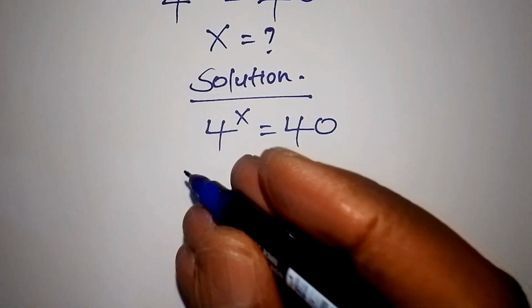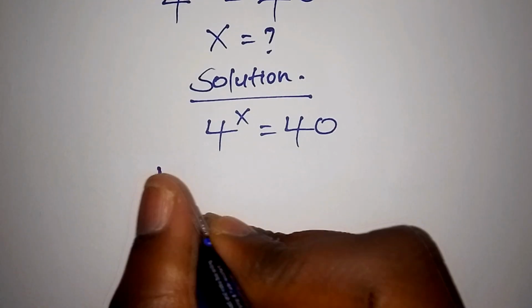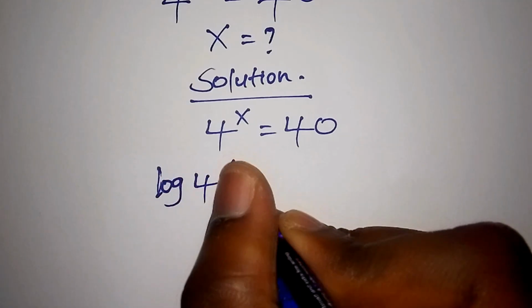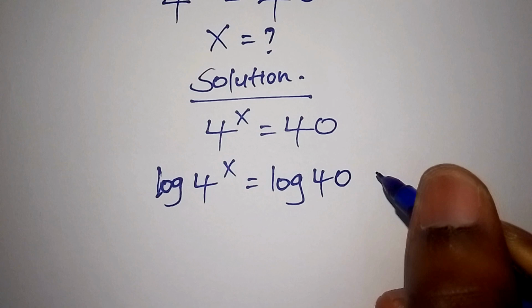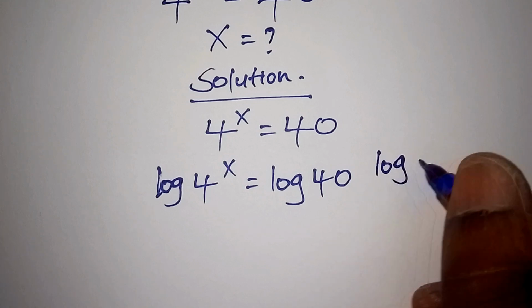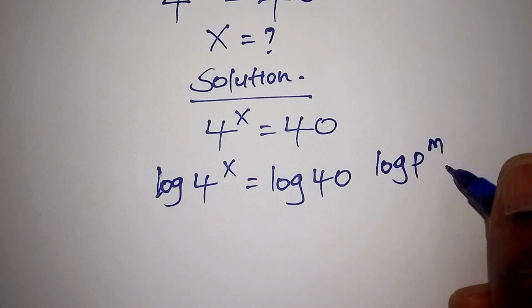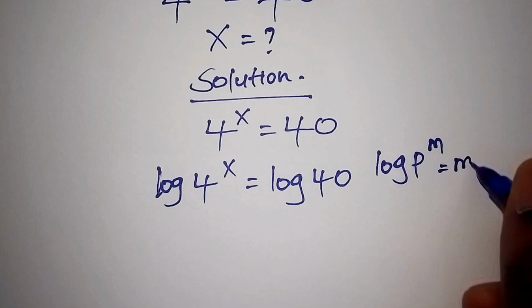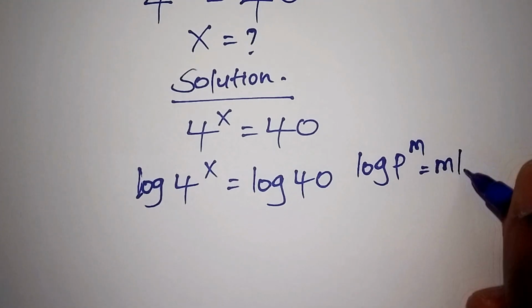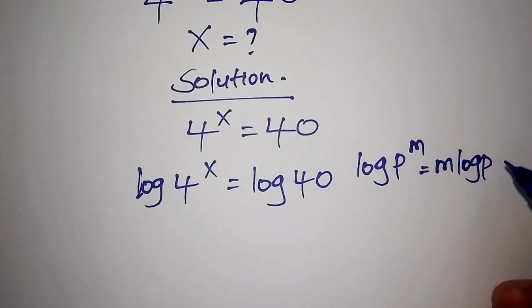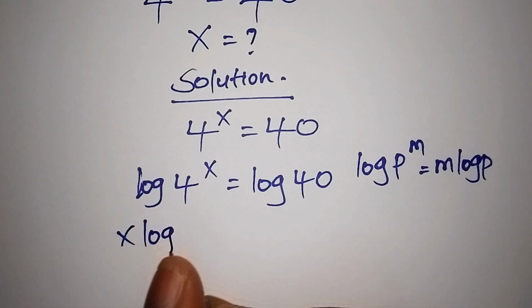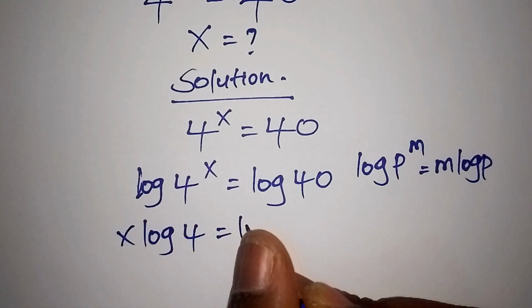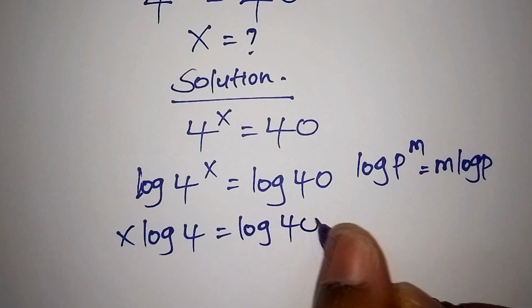So here we shall have the log of 4 to the power of x is equal to the log of 40. When you have, for example, the log of p to the power of m, this can be written as m times the log of p. So in this case, the log of 4 to the power of x, we shall have it as x times the log of 4 is equal to the log of 40.